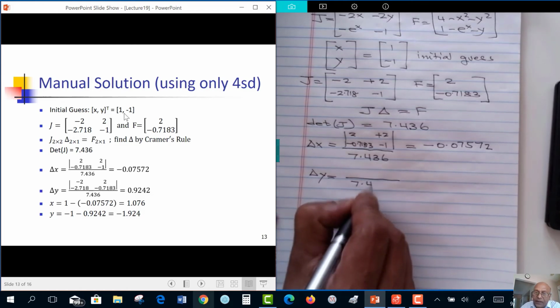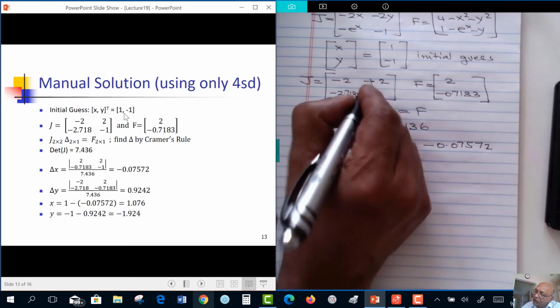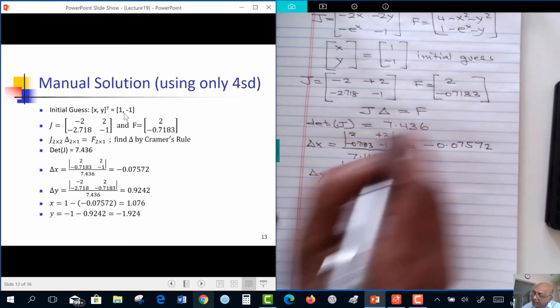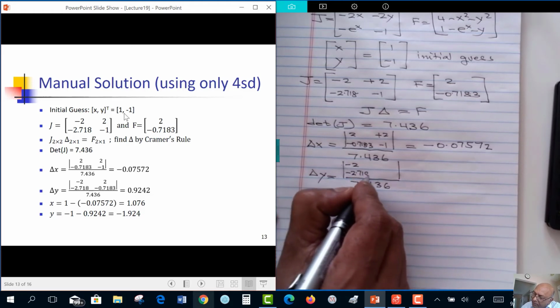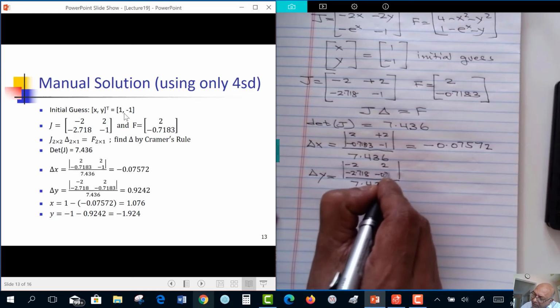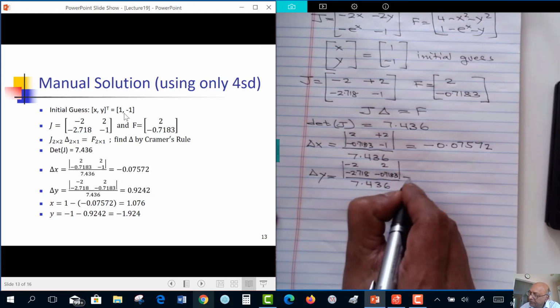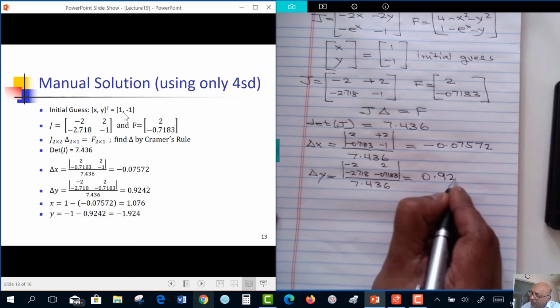Let's calculate delta y. This time, we are going to replace the second column by the right hand side. So this remains the same. This becomes 2 minus 0.7183. So we solve for it, we'll get 0.9242.